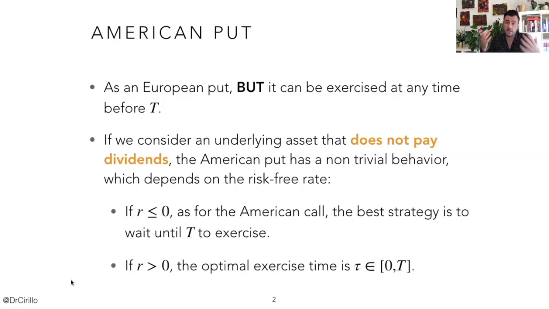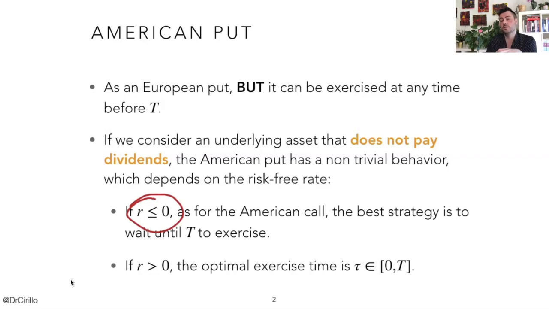And the underlying asset is a geometric Brownian motion, and so on. Markets are perfect. Okay, so this is the standard framework we have been using until now. Now, for the risk-free rate, we can have two different scenarios. In the first scenario, we consider an interest rate that is either negative or equal to 0. In this specific situation, we can show that the best strategy for us with an American put on an asset that does not pay dividends is to wait until capital T.